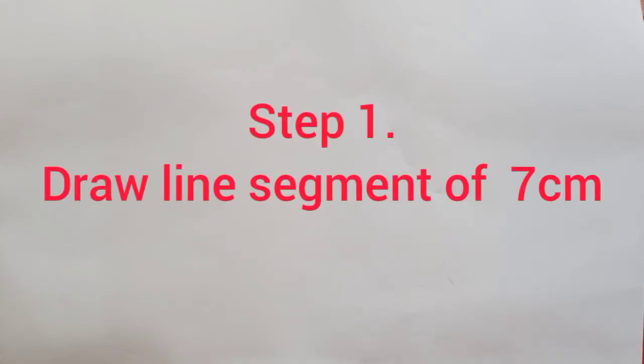So now we will divide this question into different steps. So first we will see the first part of the question. Draw a line segment AB of length 7 cm. So first we will draw a line of 7 cm.